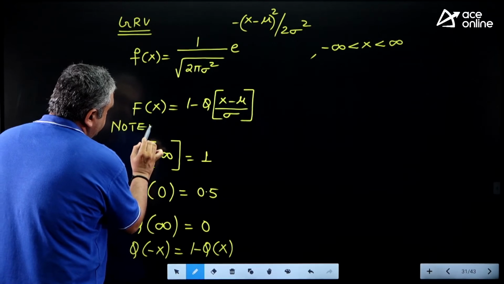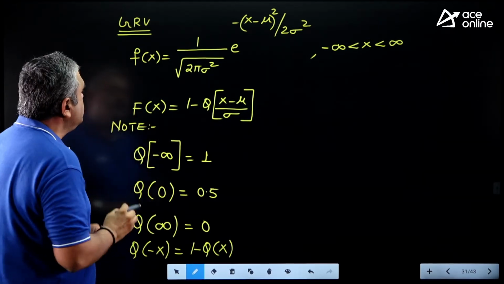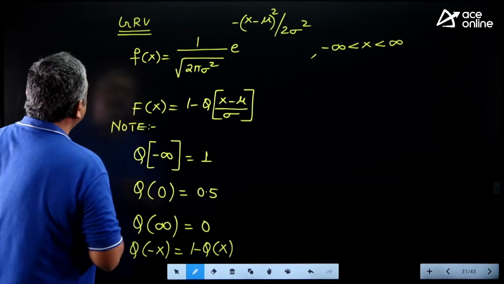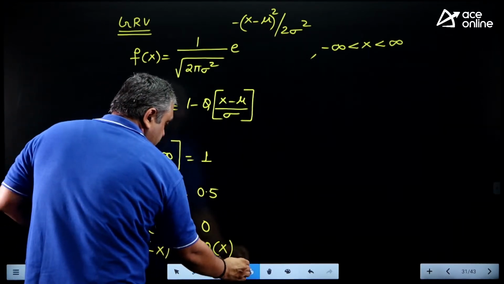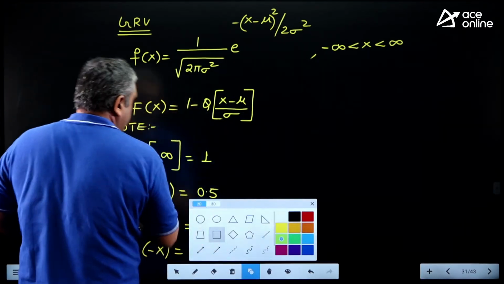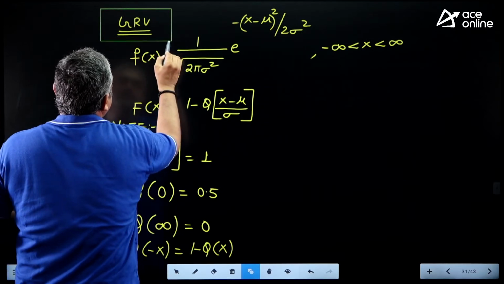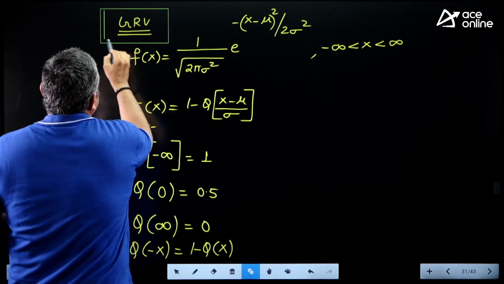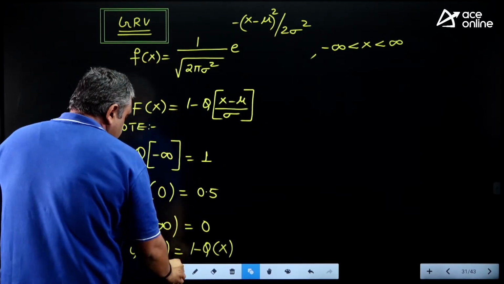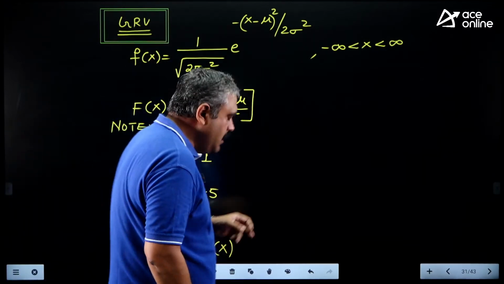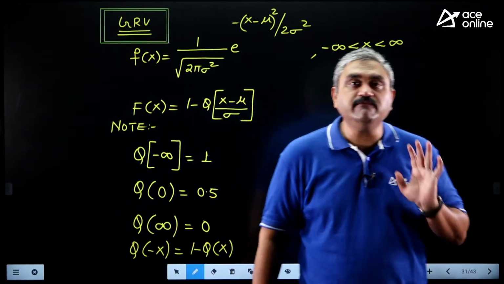So these are direct Q function values. These will not be given by the examiner. Directly you have to get this. So these are very important whenever you are considering the cases of a Gaussian random variable. Either the questions will be framed with a uniform random variable or they will frame with a Gaussian random variable.